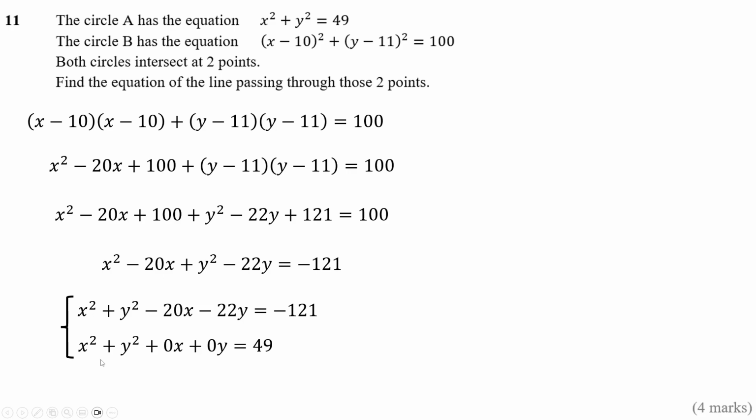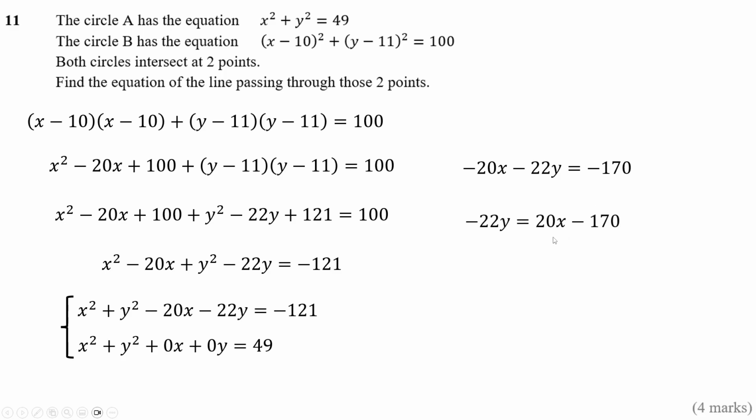You can subtract this from that. So here this x squared and that x squared will cancel, y squareds will cancel. You'll have minus 20x minus 0, so that's just minus 20x. This all stays minus 22y. So you have minus 121. Sorry for that. So you'll have this take away that, so that's going to be, what, minus 170.